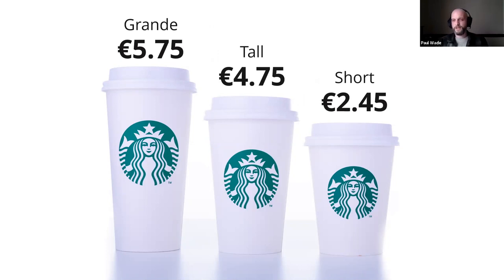Now, having a medium has become a standard in almost everything. It's everywhere. But the tall here is dominated, asymmetrically dominated in terms of price. So it's more than €2 more expensive than the short, than the small. But it's only €1 more expensive to get a grande. So when you're looking at this, your brain kind of clicks in and goes, well, there's something not right about this. So you kind of say, oh, I might as well just go for the grande.